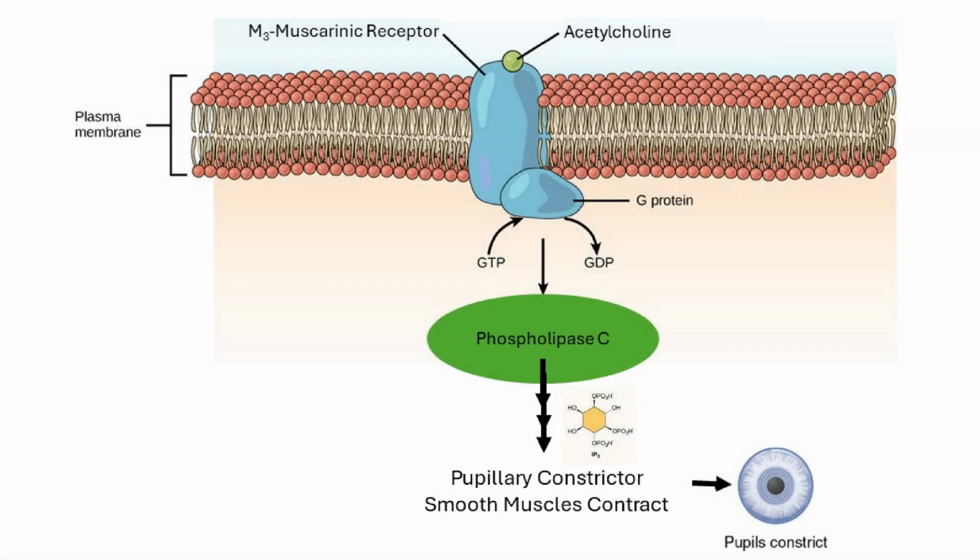Muscarinic receptors are metabotropic receptors activated by acetylcholine that produce varied effects depending on the receptor subtype. In the example shown here, muscarinic acetylcholine receptors stimulate contraction of pupillary constrictor smooth muscles in the iris.